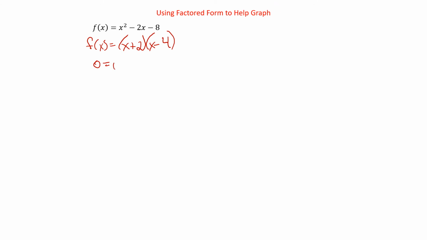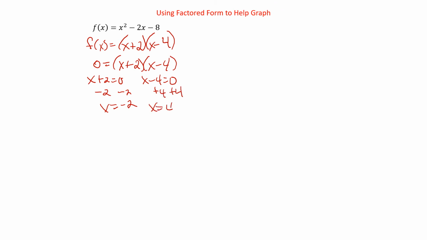If we wanted to find out when these equal 0, either x plus 2 equals 0 or x minus 4 equals 0. If x plus 2 equals 0, we can subtract 2 to get x equals negative 2. X minus 4, we can add 4 to get x equals 4. So those are our zeros, negative 2 and 4.